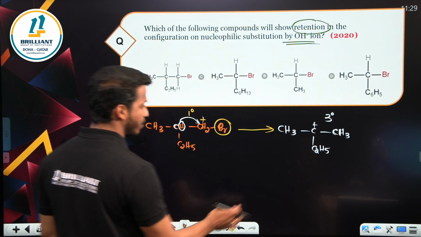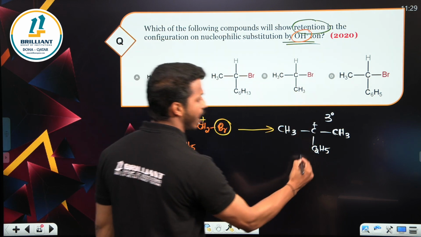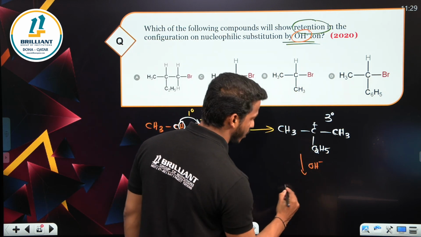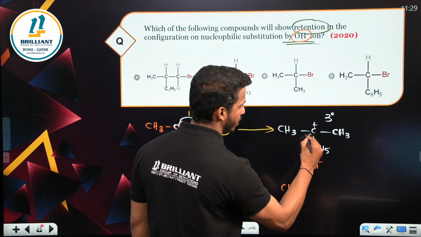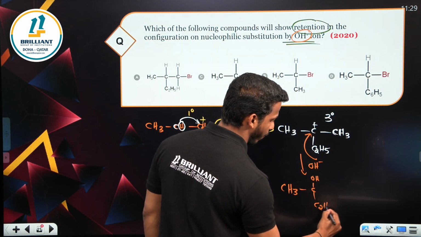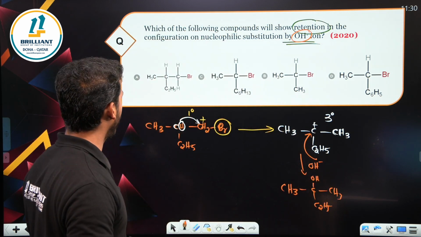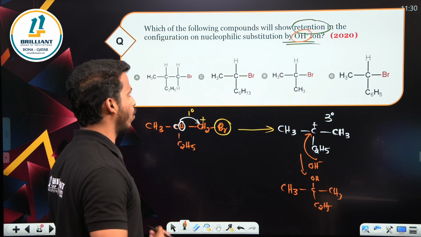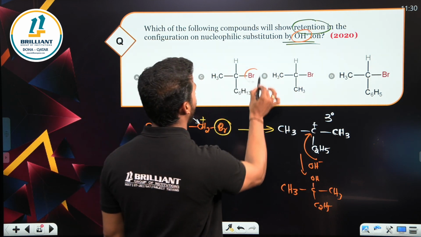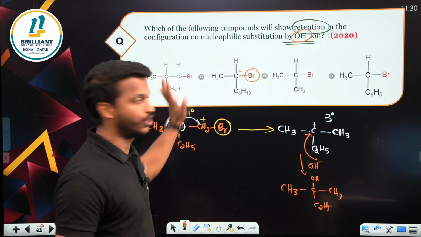Where does the nucleophile OH minus prefer to attack? On this carbon. So when you add the OH minus here, you will get OH minus on this carbon. You will get CH3, COH, C2H5, and then CH3. So here a tertiary alcohol will form. What about this carbocation? Here you will get only a secondary carbocation. Here you already got tertiary.